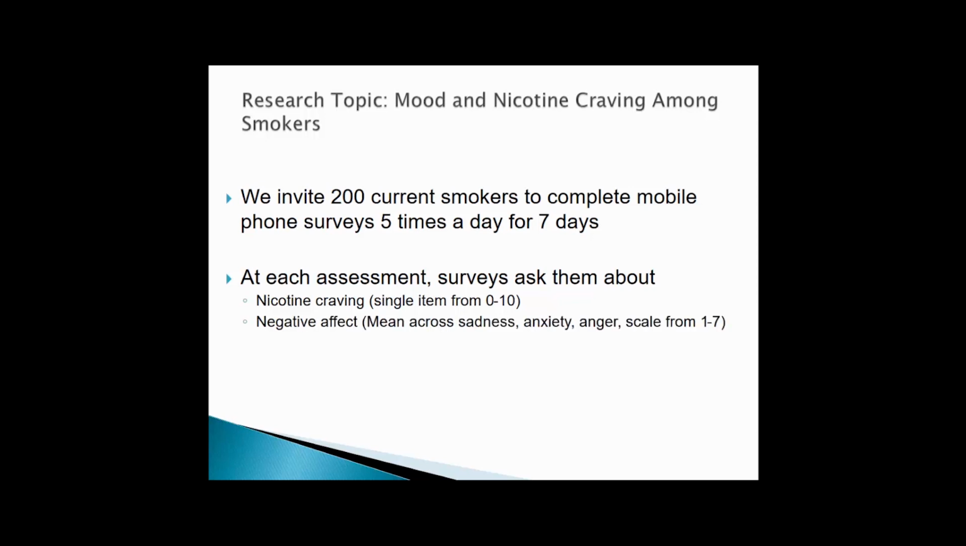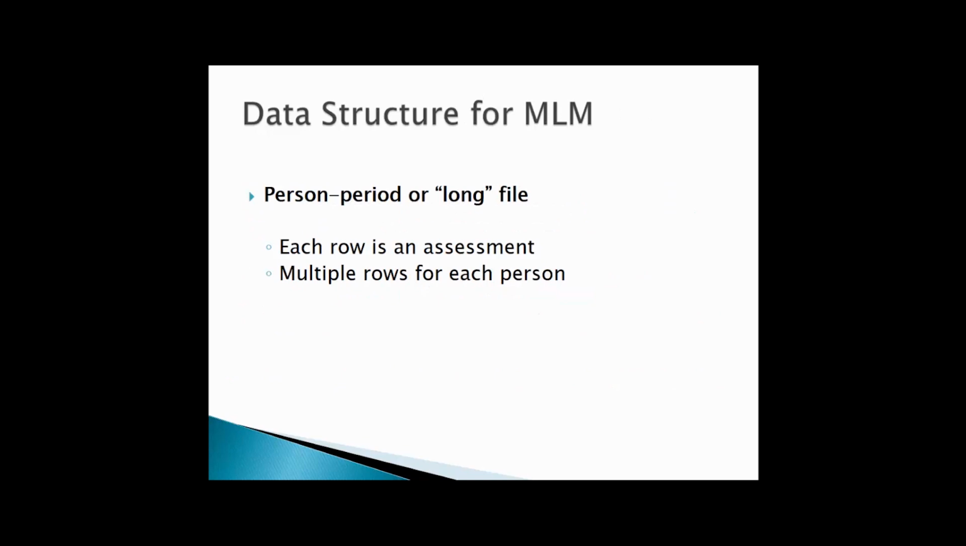We asked them about their negative affect through 3 items. We asked them about sadness, anxiety, and anger at that moment, and we take the average of those 3, and let's just arbitrarily say that's on a scale of 1 to 7. And then we're also diligent about our recording of time, so each prompt also has a timestamp associated with it, so we know the exact day, hour, and minute at which the reports were provided.